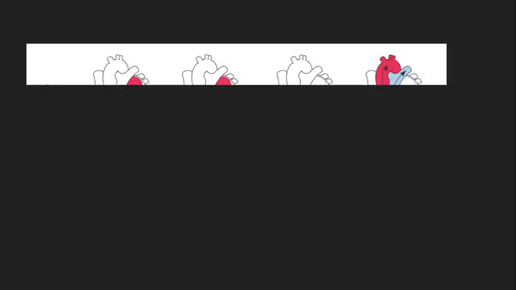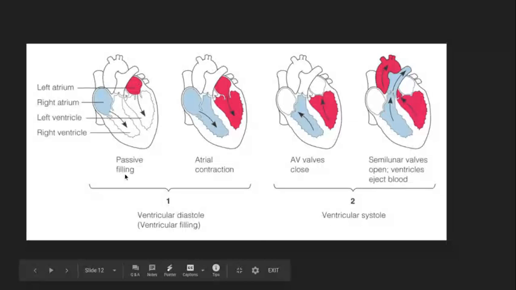This is a picture of the blood filling. So this is the passive filling. Whenever the atrial contracts, that's showing this: the AV valves closing, and then the semilunar valves opening. So just kind of a visual to show you what that process looks like.